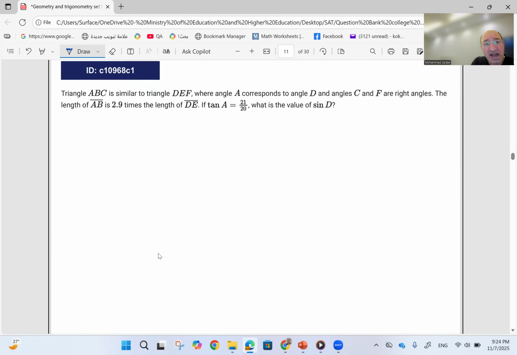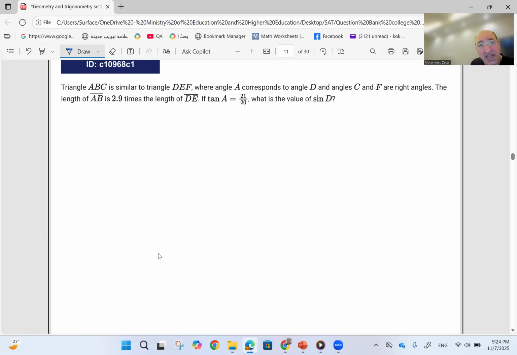Question number 11. I have triangle ABC similar to triangle DEF, where angle A corresponds to D and angle C corresponds to F. Angles C and F are right angles. The length AB is 2.9 times the length of DE, and tan A is 21 over 20. What is the value of sine D?